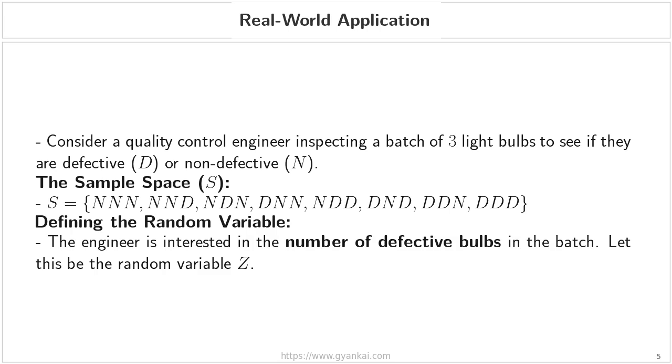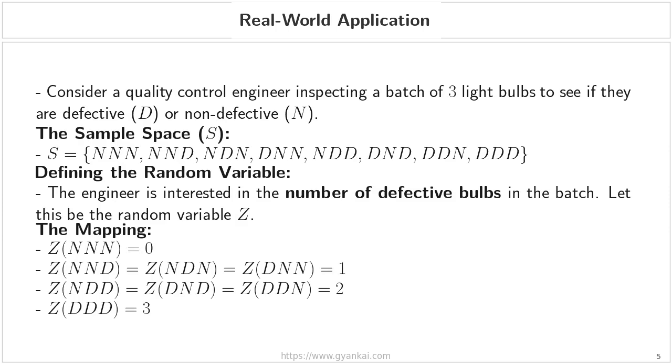Now, here is the crucial part where we introduce the random variable. Instead of just looking at these letters, the engineer wants to measure something specific. They are interested in the total number of defective bulbs found in the batch. We will define this specific rule as our random variable, and we'll call it capital Z. Let's look at how this variable maps our outcomes to actual numbers.